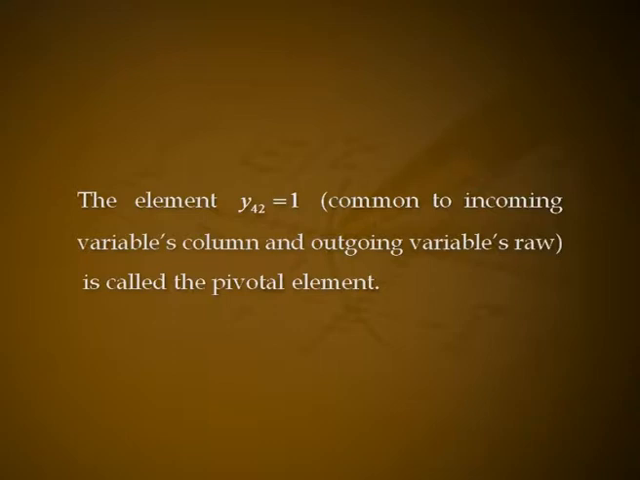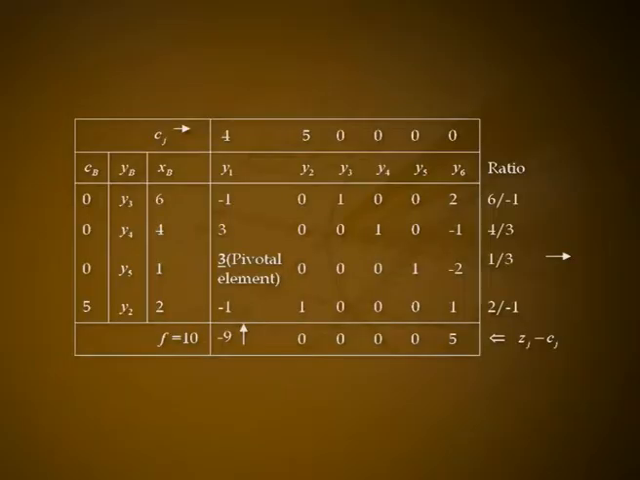The element y42 equal to 1 common to incoming variable's column and outgoing variable's row is called the pivotal element. Step 3. Introducing the new variable x2 as basic variable and eliminating x2 from the first three equations with the help of the last using some elementary row transformations. For this, make the pivotal element as 1 if it is not, and by some row operations make all other entries in the column of pivotal element as zeros by some row transformations. Now, we get the second iteration table as.